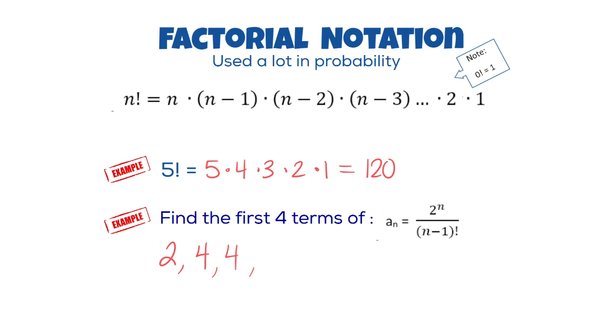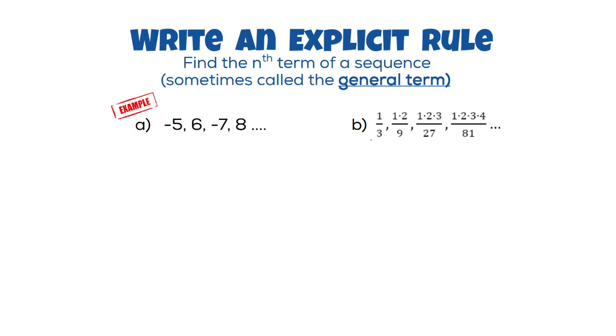Okay, you should end up with a 16 over 6 when you do that. All right, so with all these different things we've talked about, with the alternating signs, with the factorial, the perfect squares, perfect cubes, Fibonacci's, all of this is fair game. All right, so now let's see if we can write some explicit rules.